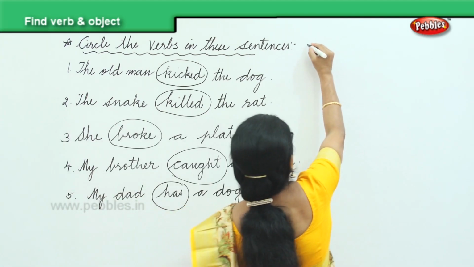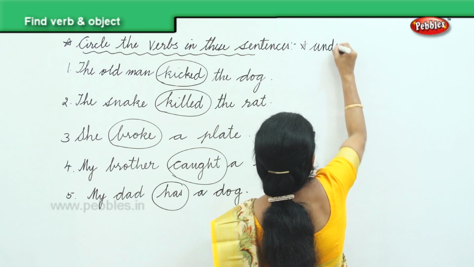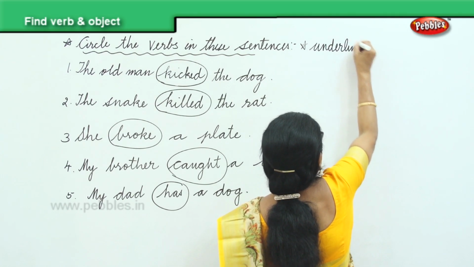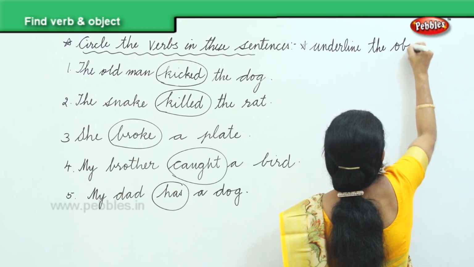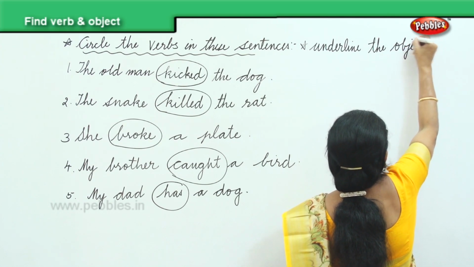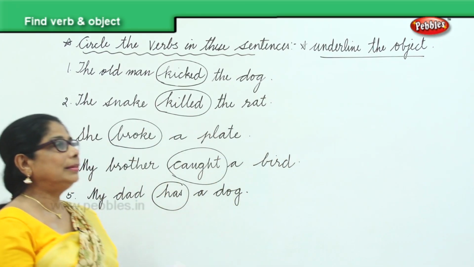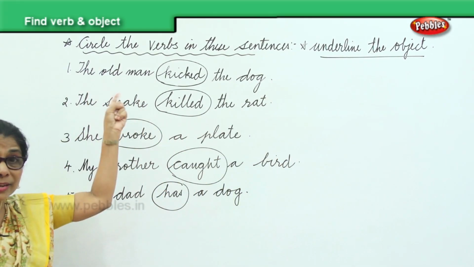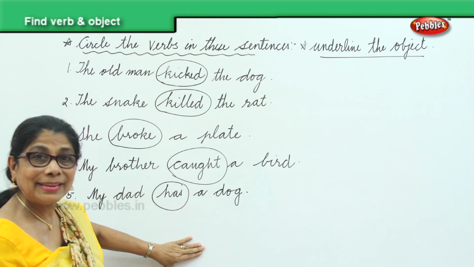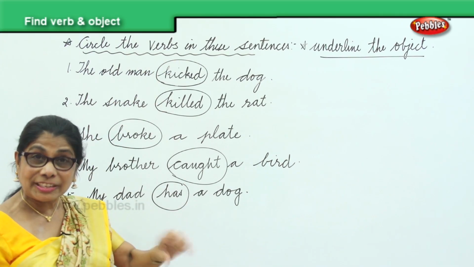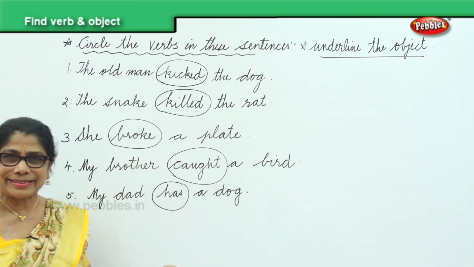Okay? Next you can do is underline. Underline the object. We are going to underline the object. We learned a sentence has got a subject. We learned to circle all the verbs. Verbs are action words. What is the action word? Kicked, killed, broke, caught, has.